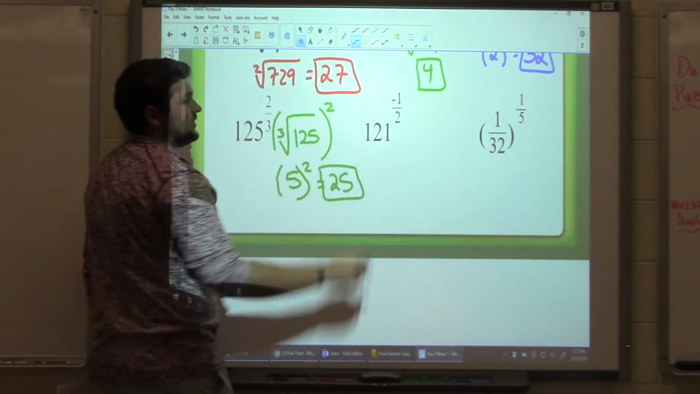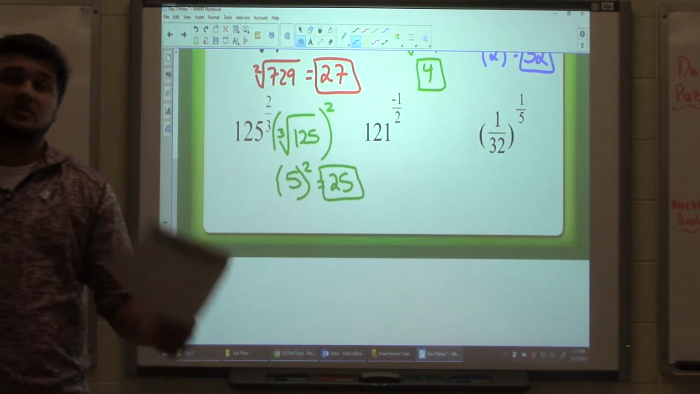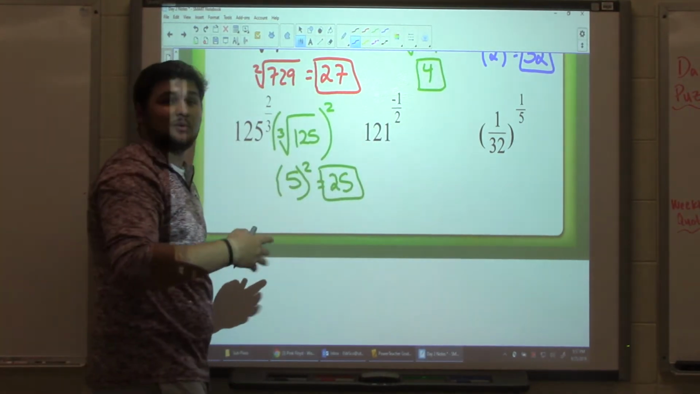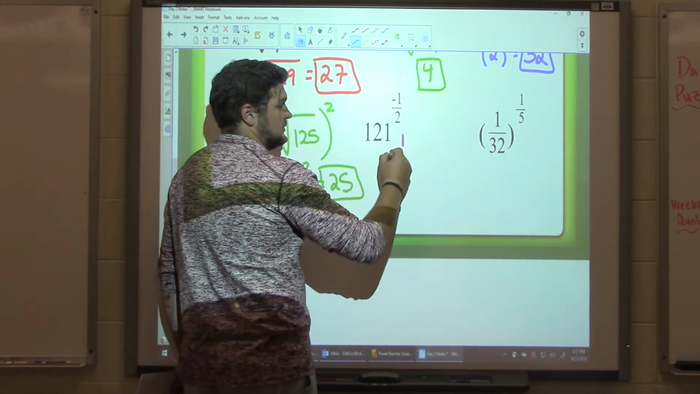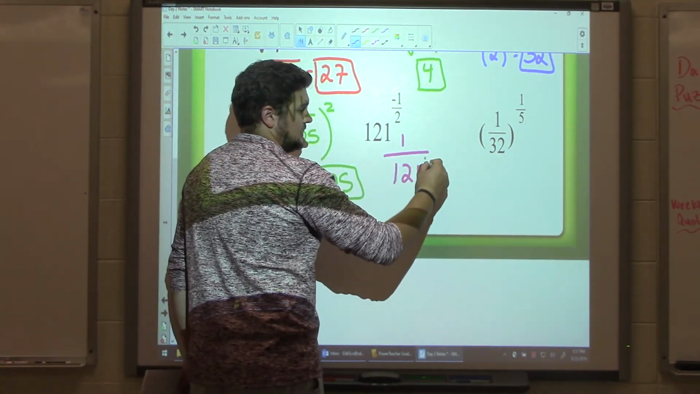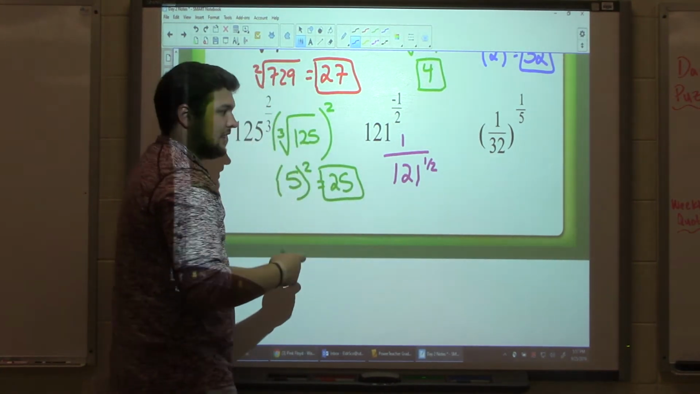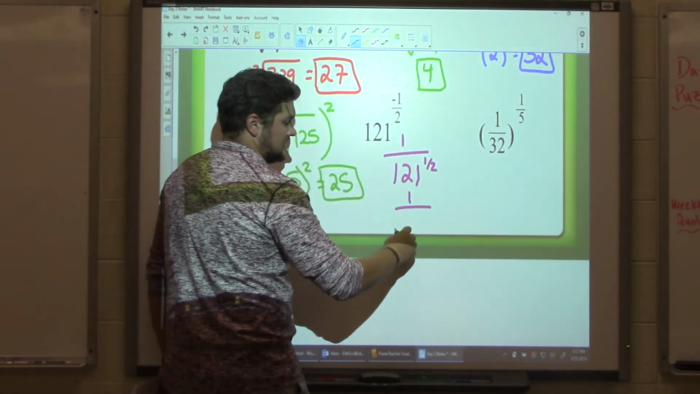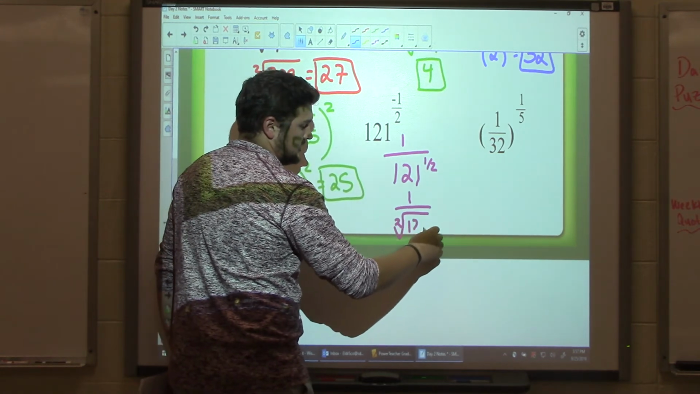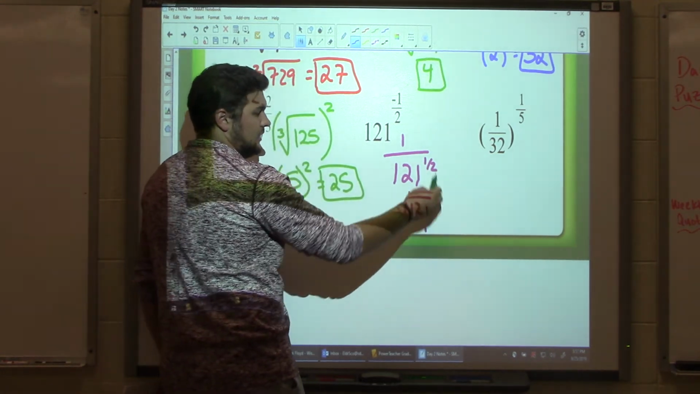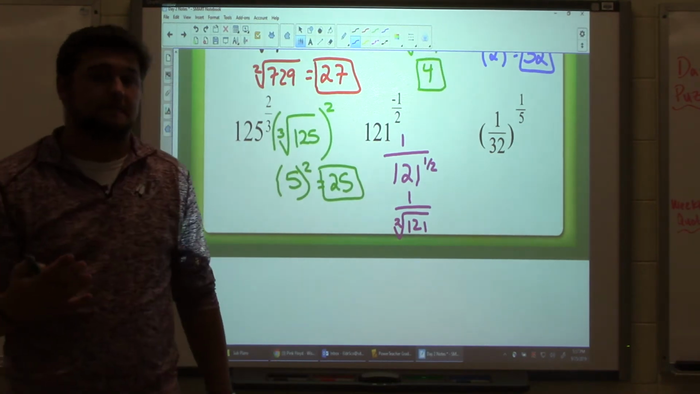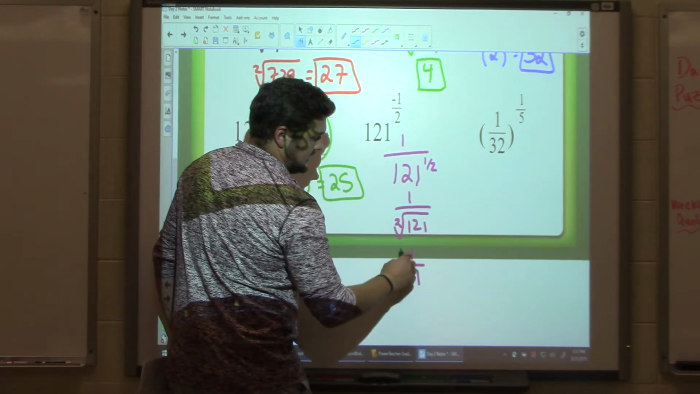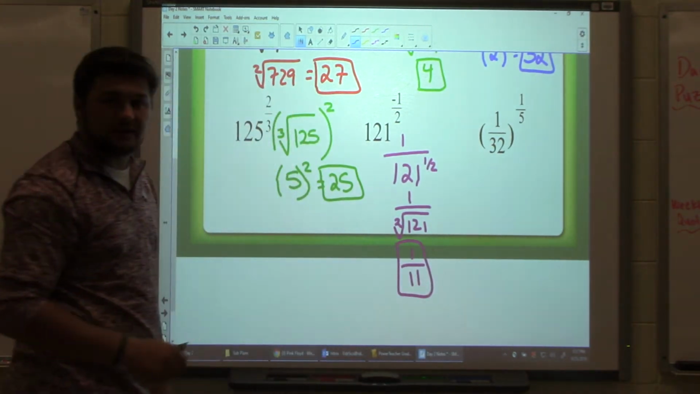Next one, 121 to the -1/2 power. First thing you need to do, just like we talked about on Thursday, is we need to make this a positive exponent. We can't deal with negative exponents. So 1 over 121 to the 1/2 power. Then I can change this into a radical. 1 over the 2nd root of 121. My denominator becomes my root. 1 becomes my power, but I don't have to put the 1 there. Well, the square root of 121 is 11. So my answer is 1 over 11.